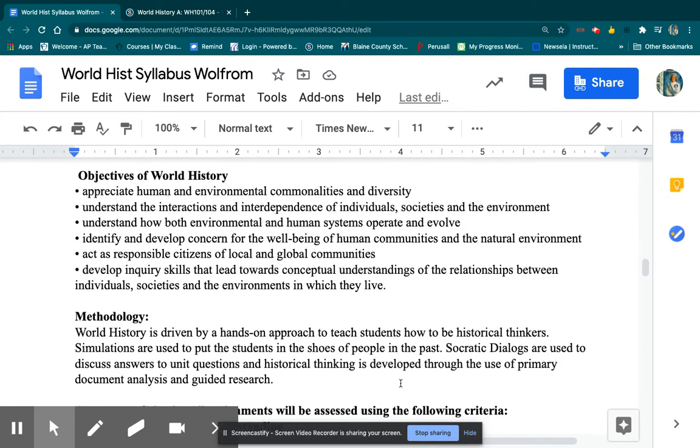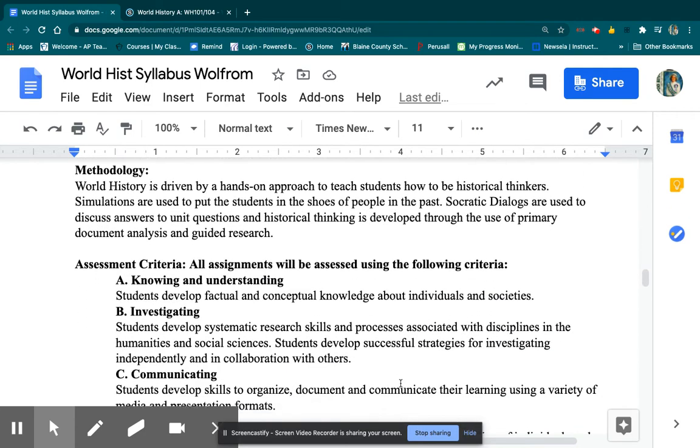So these are our objectives: appreciate human and environmental commonalities, understand how human and environmental systems operate and evolve. We're going to look at interactions and interdependence between societies and individuals and the environment. We're going to learn to act as responsible citizens, and we're going to work on our inquiry skills and our historical thinking skills.